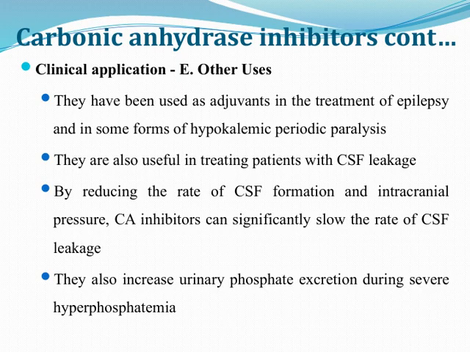Another important use is in patients with cerebrospinal fluid, or CSF, leakage. By decreasing the rate at which CSF is produced, carbonic anhydrase inhibitors can help slow down the leakage and reduce intracranial pressure, which is often crucial in these cases. Lastly, they are useful in managing severe hyperphosphatemia. During such episodes, they increase urinary phosphate excretion, helping to lower serum phosphate levels more effectively. So, as we see, these inhibitors have a broad range of applications beyond their primary uses, connecting back to the overall theme of how they influence fluid and electrolyte balance in various clinical scenarios.